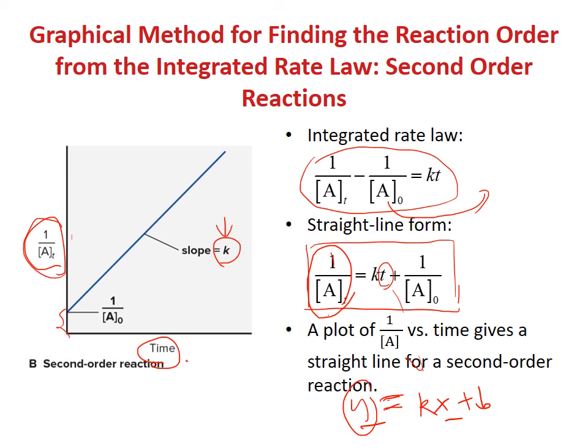Remember, for the first order reaction, you plot ln A as a function of time. You should get a straight line and negative k. So that's the first order reaction. For the second order reaction, the inverse concentration over time is a straight line, and the slope is k.